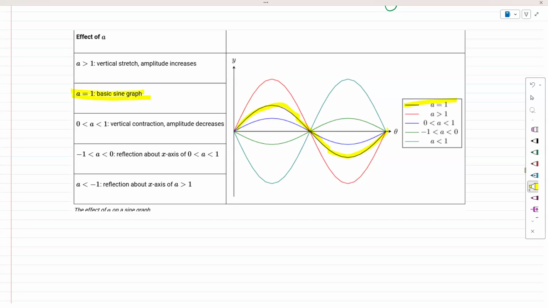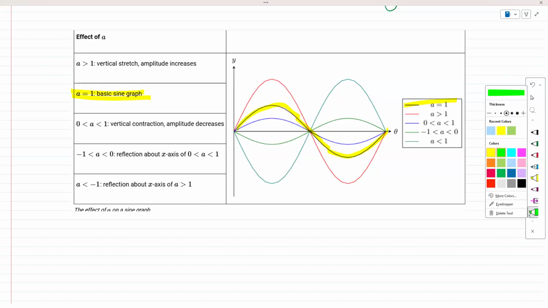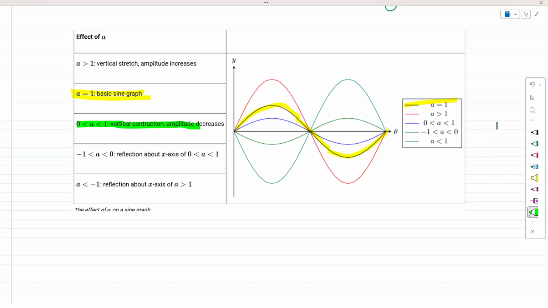and just see what the graph would look like when it increases. Let's look at this. A is bigger than 1. I can see that the amplitude is increasing. There. A is less than 1. We can see that it's decreasing. Let's try and use green just to make you understand. We can see this, but then I think this messes up the graph. Okay. I think this messes up the graph, guys.